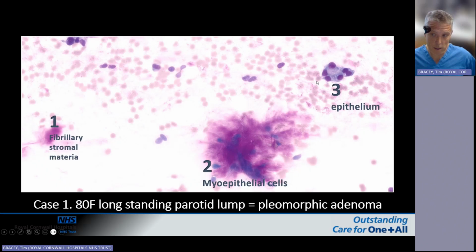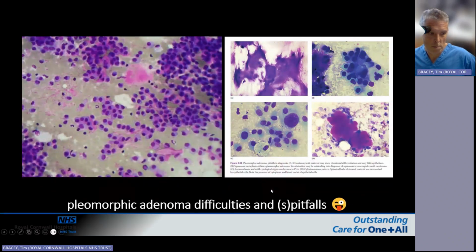And then you also want some epithelial cells scattered around, like ductal cells, for example. And those three components will enable you to make a confident diagnosis of pleomorphic adenoma. So what about spitfalls or pitfalls in a pleomorphic adenoma?